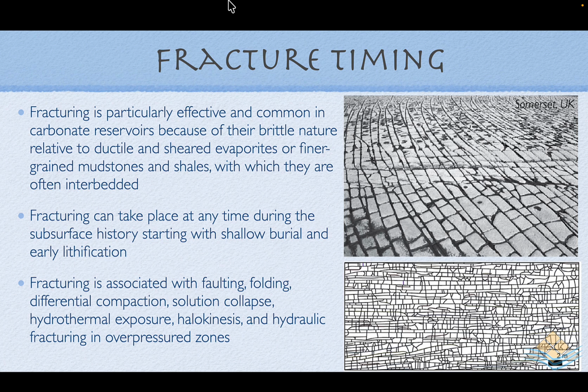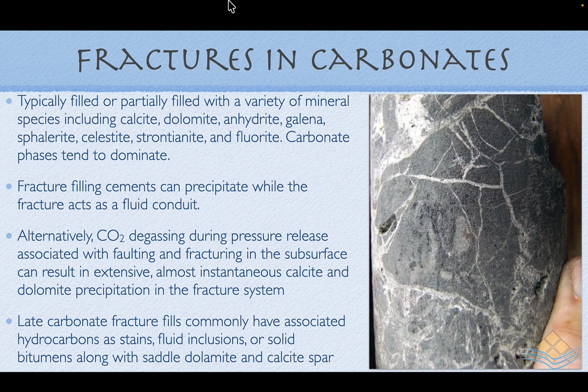So when we're looking at fractures in carbonates, we have to look at systems which are typically filled or partially filled with a variety of mineral species, ranging across calcite, dolomite, and anhydrite, various sulfide minerals such as galena and sphalerite in ore deposits, along with celestite, strontianite, and fluorite, which we talked about in the base metal association. In most subsurface carbonates, the carbonate cements, the calcites and the dolomites, tend to dominate over those other mineralogies.